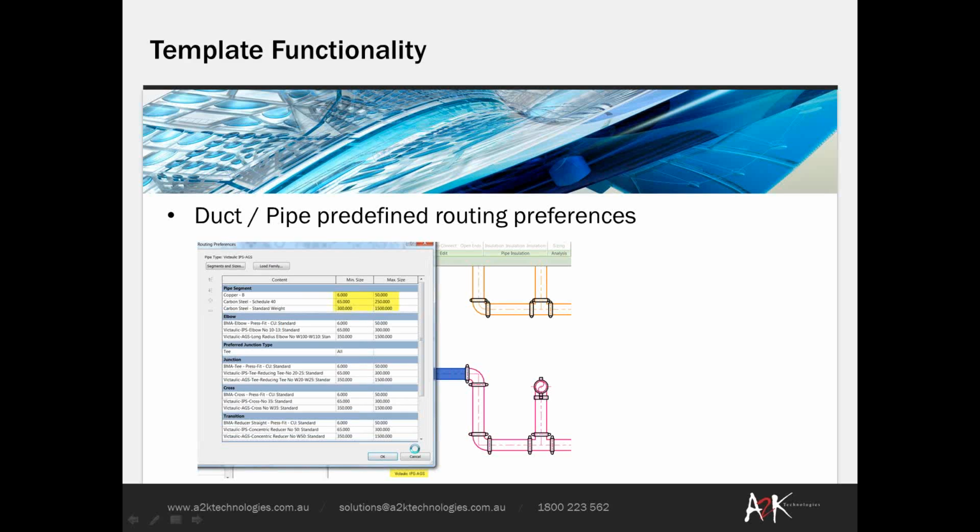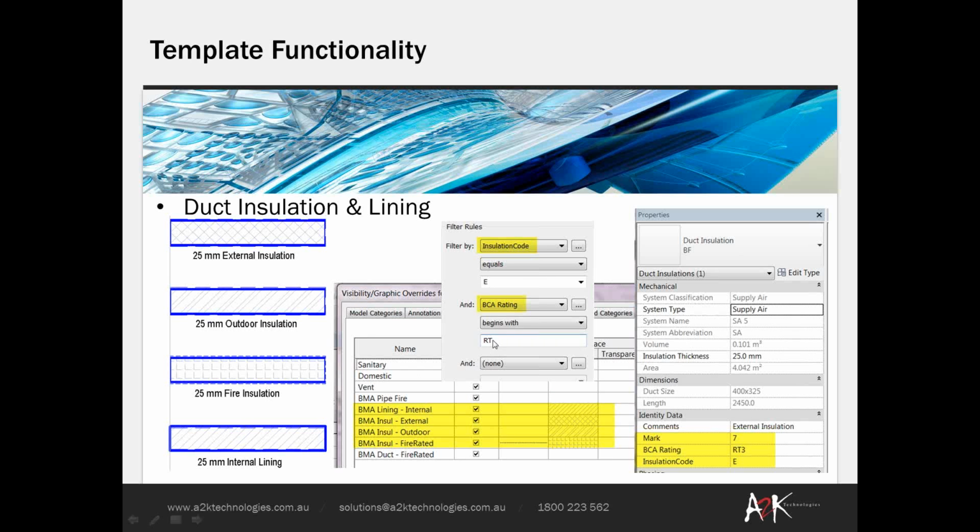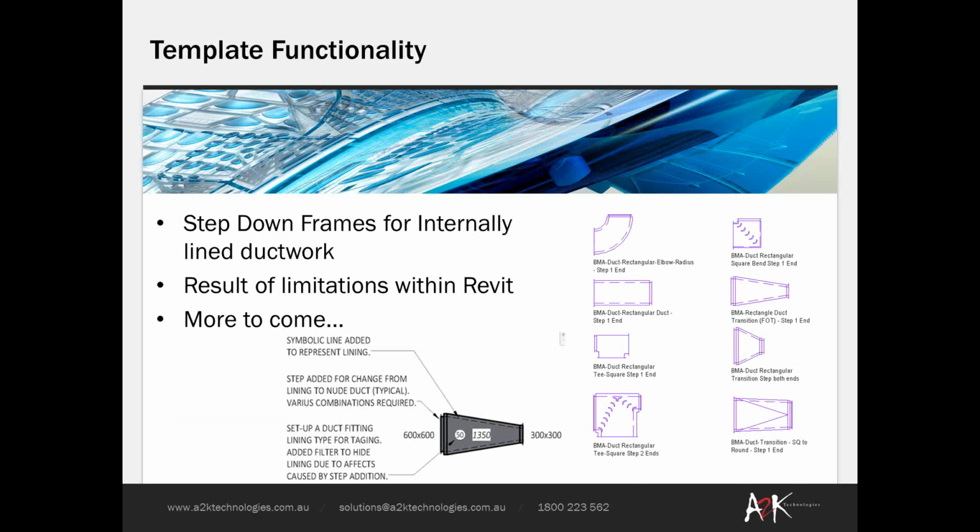Okay, another example of some of the functionality that we've added in is the duct installation and lining. So we've got a whole bunch of predefined filters working inside of the template, and they're working off certain parameters that we've added into the duct installation for BCA rating and installation code, etc. So you can see a bit of an example there of how those filters are working. The rules are based on those BCA ratings and installation code values in those parameters there. So we'll have a bit of a look at that as well.